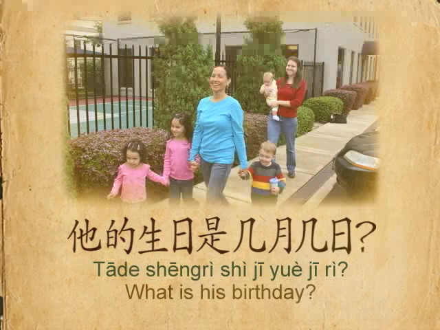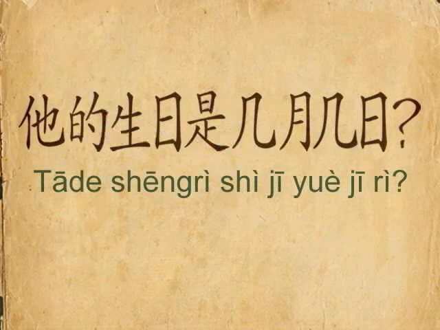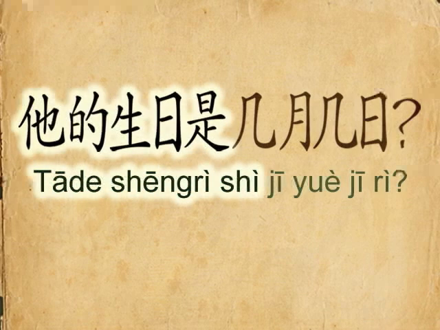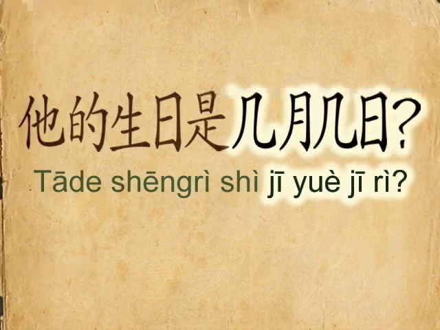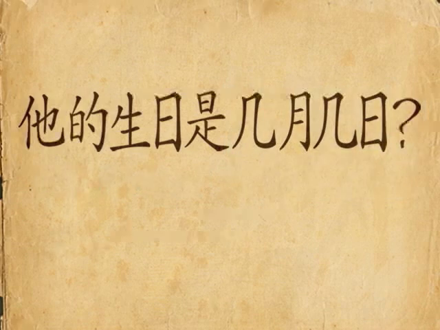Listen again. 他的生日是几月几日? Let's practice the first part of the sentence. Repeat after me. 他的生日是. Now, let's practice the last part of the sentence. 几月几日? Repeat after me. 几月几日? Now, let's say the whole sentence.